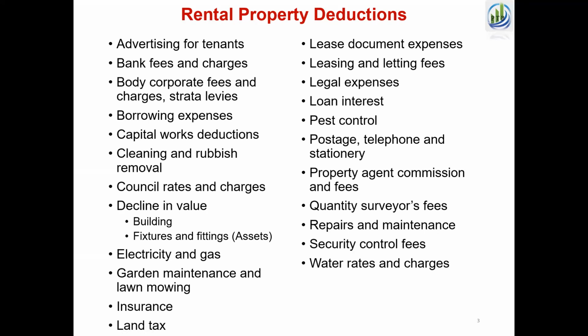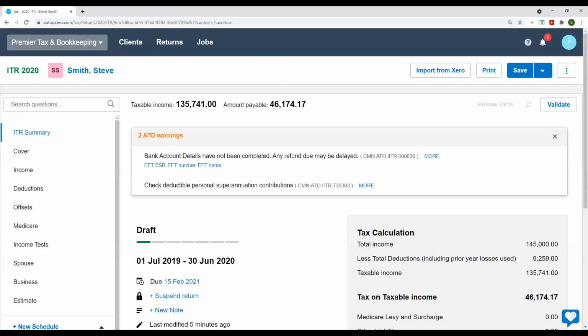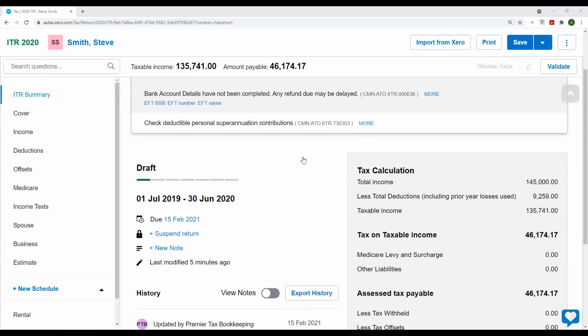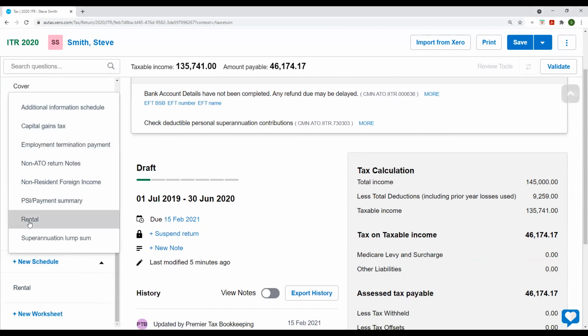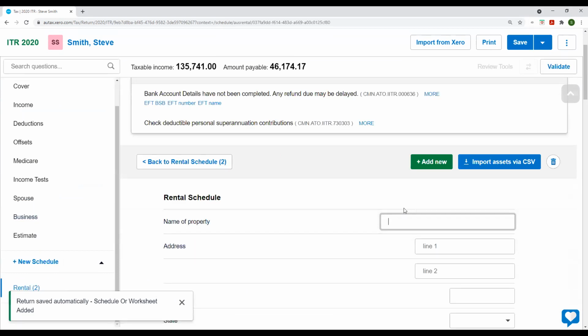However, I will explain all this through Xero Practice Manager. That's easy for you guys to understand, where you're going to enter and how you're going to calculate the rental property expenses. I'm sure you're all seeing Xero Practice Manager now. We will go back to Steve Smith. If you go to the new schedule and click rental, it will come up like this.